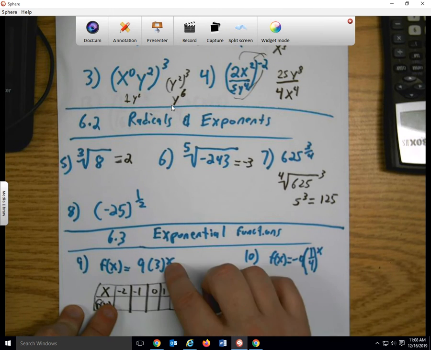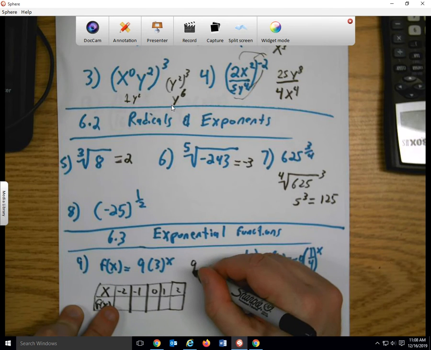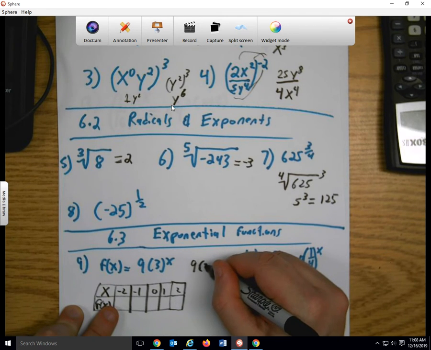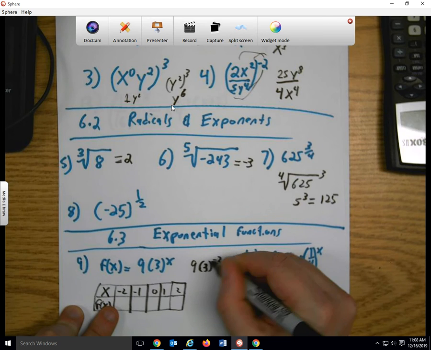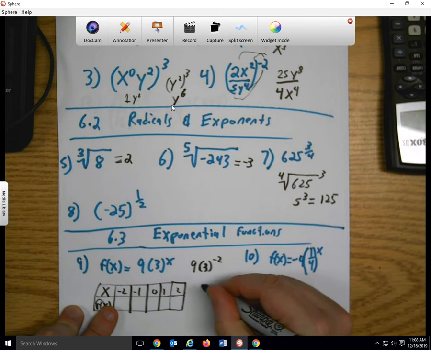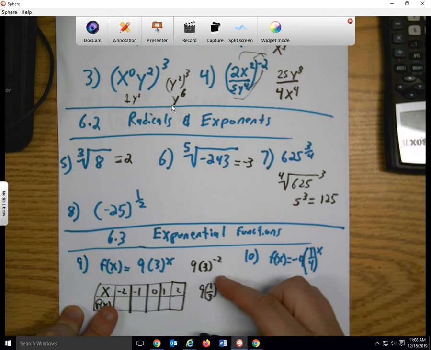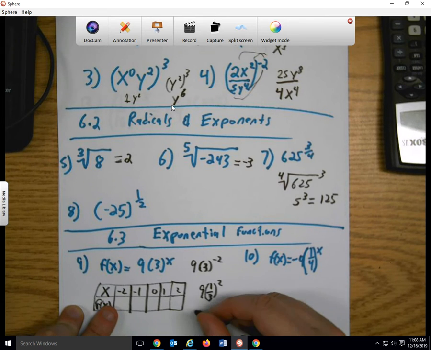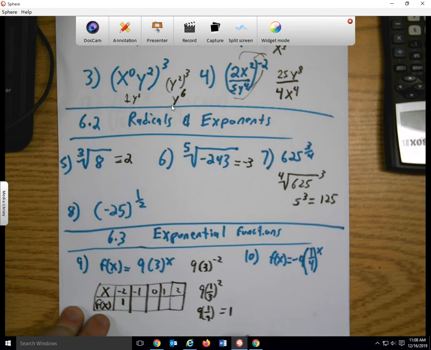So I have a negative 2 here. Just work it out. The negative is going to make this go. So 9, 1 over 3 to the second power. But 1 to the second power is 1, and 3 to the second power is 9, so it turns into 9 times 1 over 9. You multiply by the top, divide by the bottom. 9 times 1 is 9. 9 divided by 9 equals 1. So if you input a negative 2, your output would be a 1.